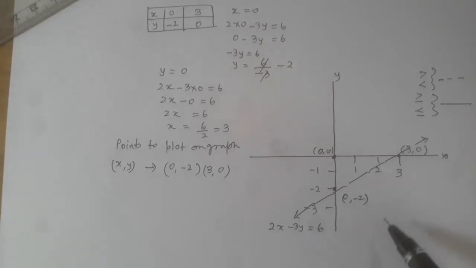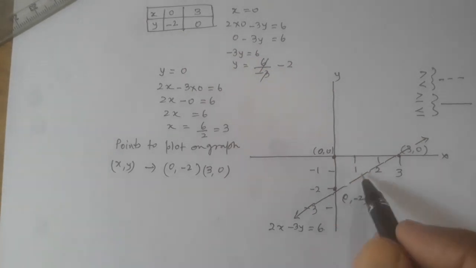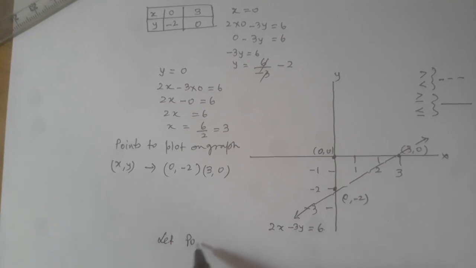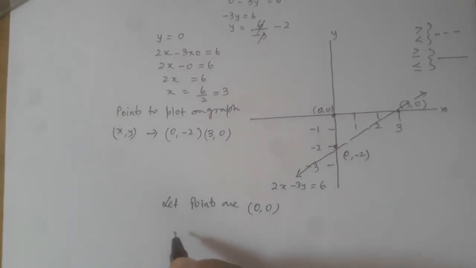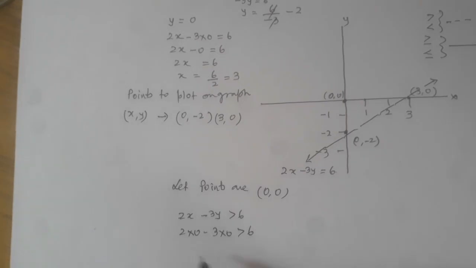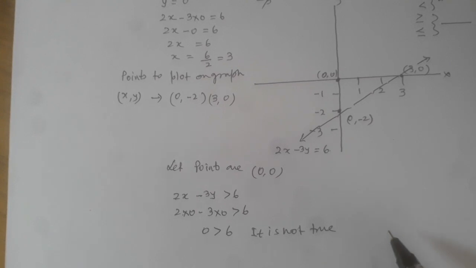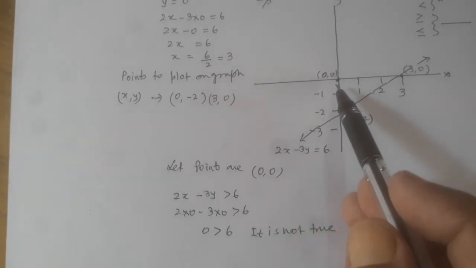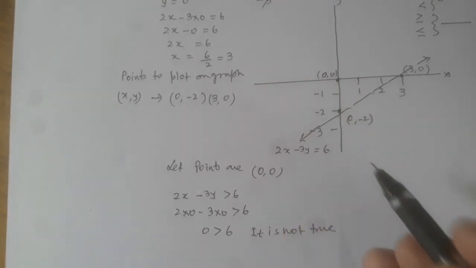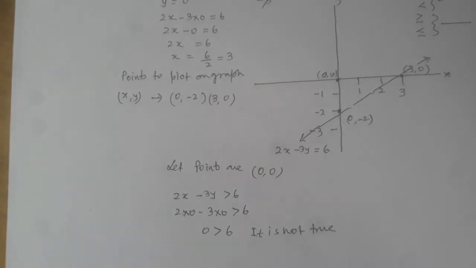Now we have to check whether the solution will fall this side or this side. To check that, let the point be (0, 0), means origin. Putting the value in the inequality, 2x minus 3y greater than 6, so 2 into 0 minus 3 into 0 will be greater than 6. So 0 minus 0 will be 0, greater than 6, but it is not true. 0 is not greater than 6, so it is not true. When it is not true, it means the graph for the inequality will not go towards the origin. It will go against that, so we shall plot the graph in this direction.